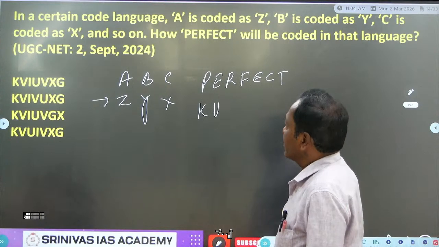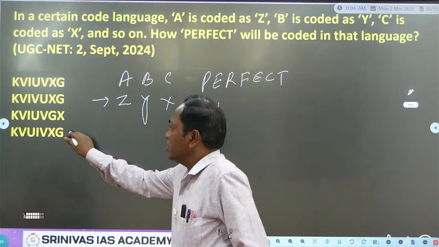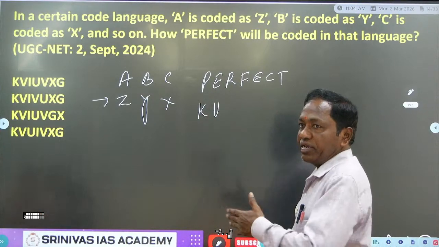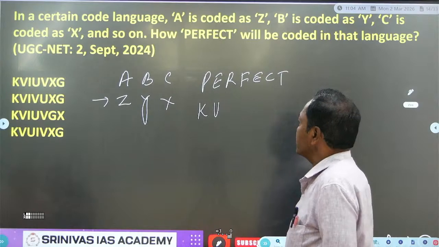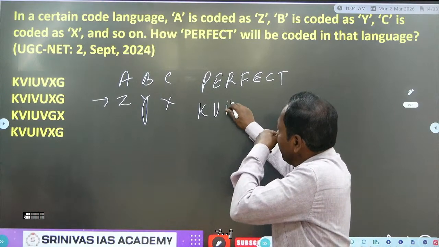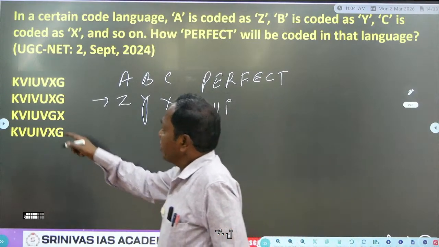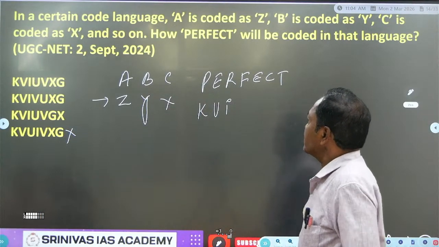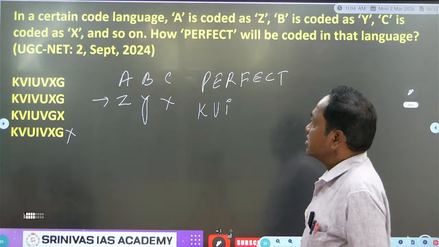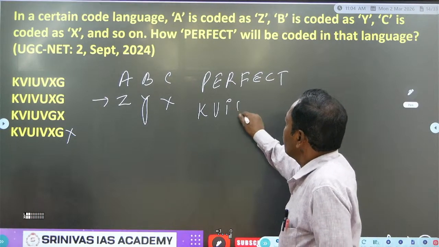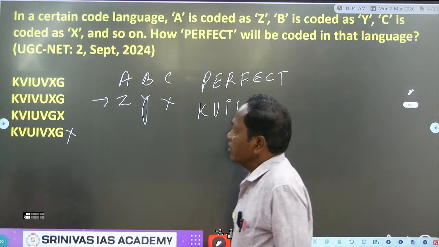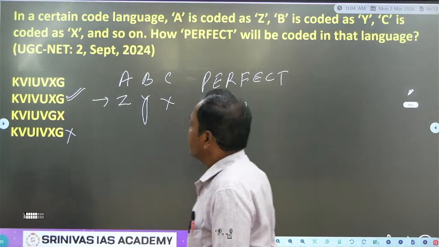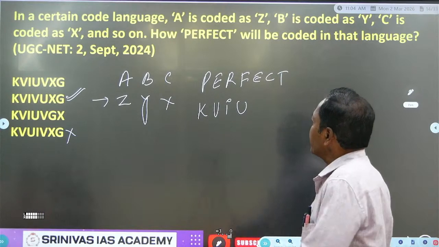Okay. Now, but this we don't know. R is the 18th letter from the beginning. What is the 18th letter from the last? I. KVI, KVI. Except this, all three will qualify. F is the sixth letter from the beginning. What is the sixth letter from the last? U. Okay. So now I think the second one is the correct appropriate option.